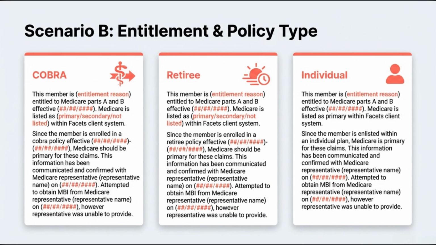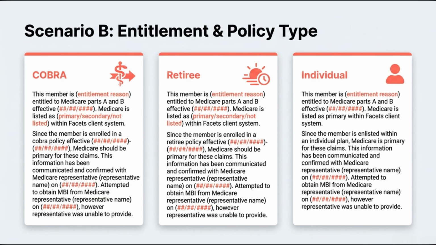And finally, the individual plan. Here it explicitly states Medicare is listed as primary within Facet's client system and then confirms Medicare is primary for these claims. If a member only has an individual health plan not tied to employment and they're eligible for Medicare, Medicare is almost always primary. The individual plan is secondary.